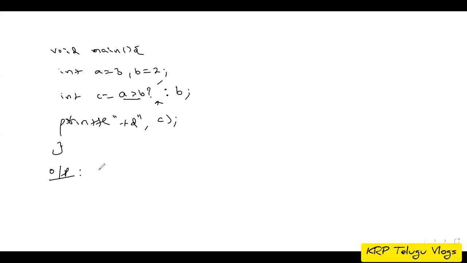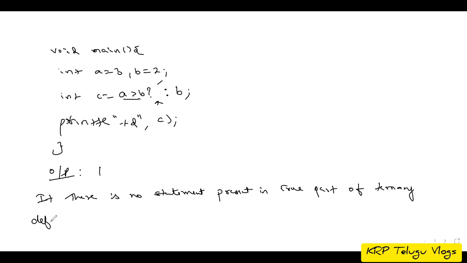So the output is 1. Why is it 1? If there is no statement present in the true part of the ternary, it returns true by default, which is 1. So it will print 1. Clear? Yes, sir. Note down this.